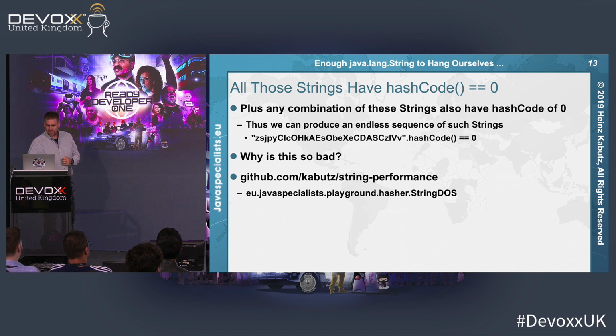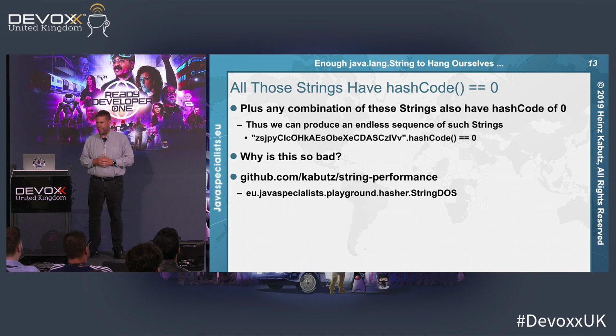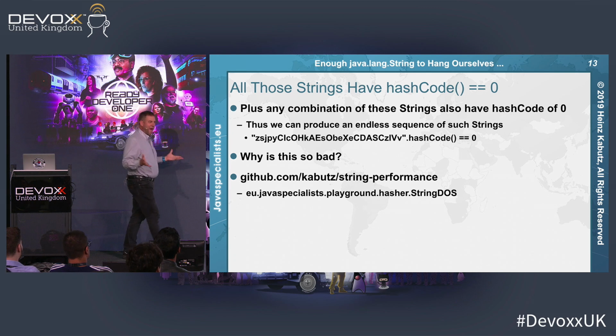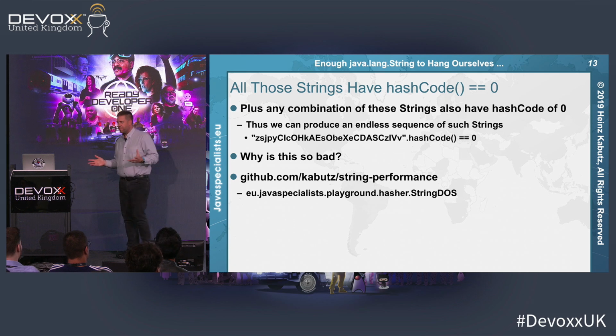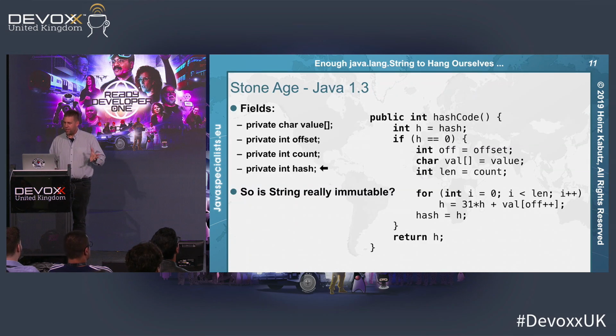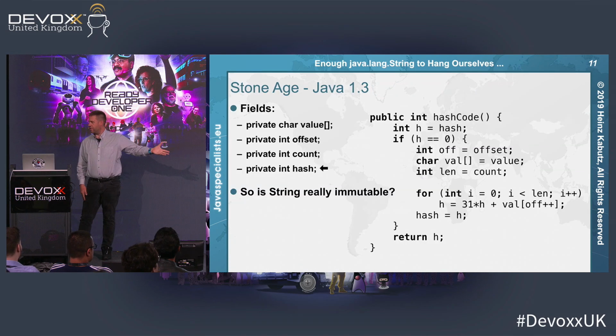Now, I generated this using brute force. I won't show you the code because it is incredibly ugly, and I'm embarrassed to show it. But if you want to see it, you can find it on my GitHub repository. And so what's so bad about having a hash code of 0? Well, what's bad about it is that when it's 0, if you look at the algorithm, it actually won't cache the hash code inside. That's the first problem.